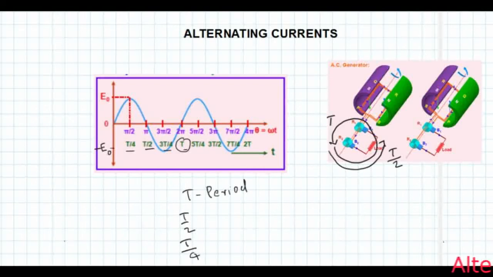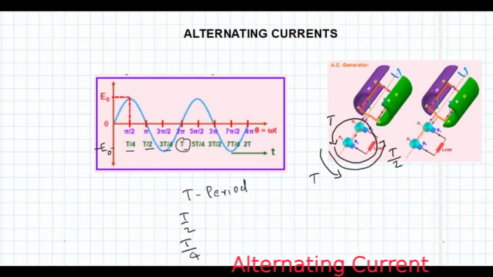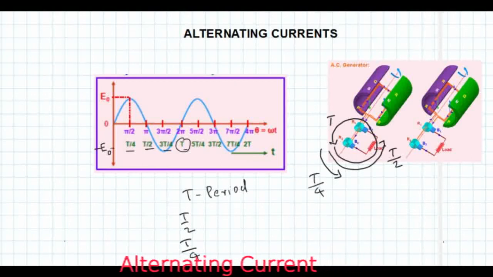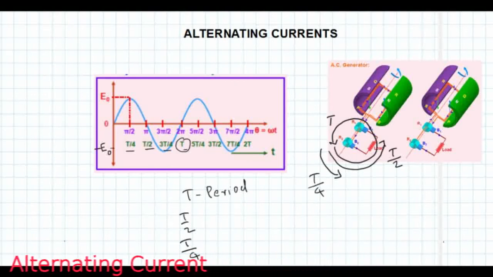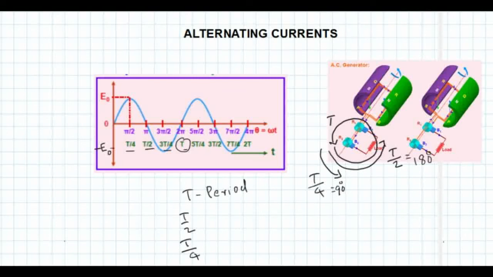Then next it is T by 4. T by 4 means what? Only 90 degree, right? So that is the meaning of T by 2 or T by 4, etc. And T is equal to 360 degree. So this is how the value of E, the induced EMF, changes with respect to time or with respect to the value of omega t. So with this we are winding up here.